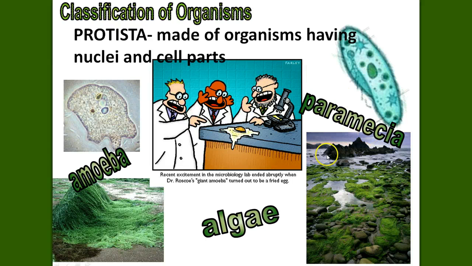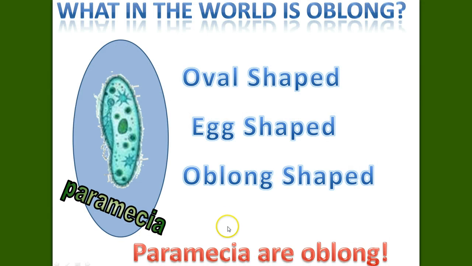Amoebas, paramecium, algae. Now we look a little bit at algae, but most of it is studied in the next grade. So paramecia, those are a weird shape. What is that shape? Can anyone guess? Paramecia are oblong. They're oval-shaped. They're egg-shaped. Kind of like an egg, kind of like an oval. Oblong. Many other things are oblong. Beans are oblong. Eggs, obviously, are oblong.